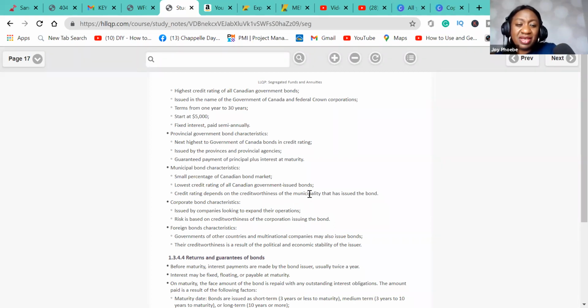Okay. Provincial government bonds, the characteristics of provincial government bonds are next to the Canadian government: issued by the province, okay, with guaranteed payment of principal plus interest at maturity. And of course, municipal bonds are a small percentage of the Canadian bond market, okay. They have the lowest credit ratings when it comes to Canadian government bonds. You have the federal, the provincial, then the municipal, okay.